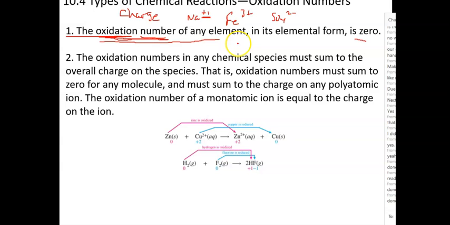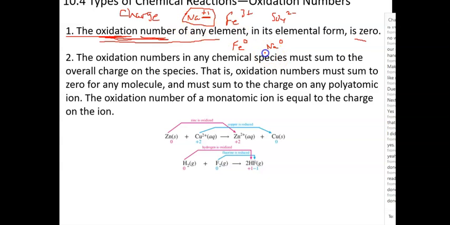Now, if you're talking about the element itself, so if you're talking about a hunk of iron, it has an oxidation number of 0, meaning it has a charge of 0. If I have a hunk of sodium, it has a 0 charge. When it becomes ionic, that's when it becomes a +1 charge. So sodium loses 1 electron in order to become a +1 charge.